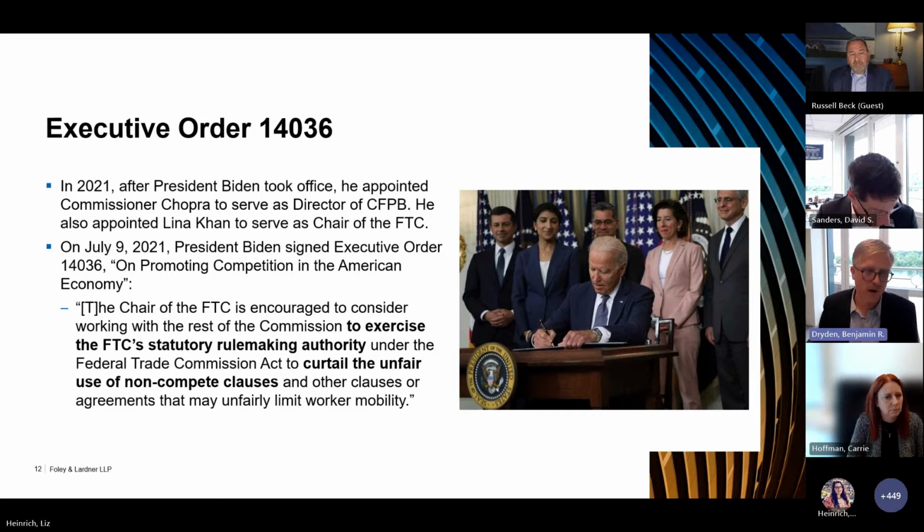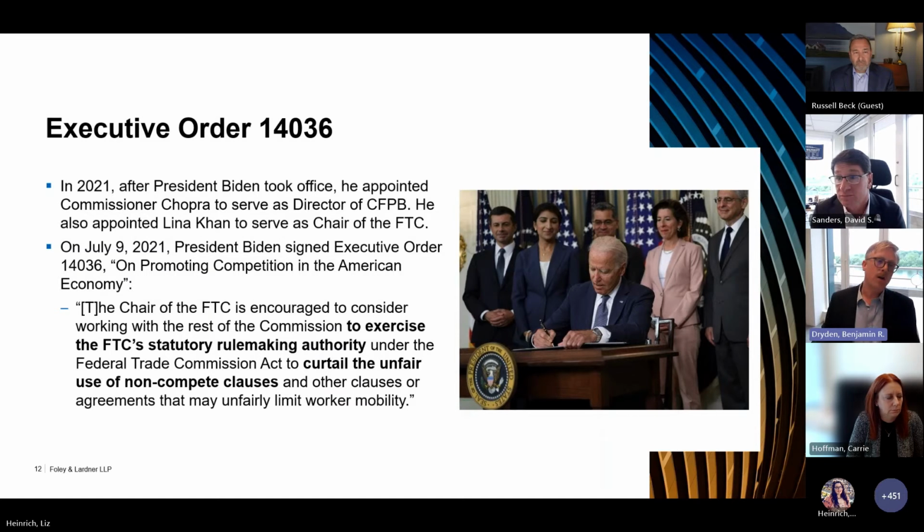And this executive order had 72 separate subcomponents, but one of the real headline directives was directing Lina Khan as chair of the FTC to consider working with the rest of the commission to exercise the FTC's statutory rulemaking authority under the Federal Trade Commission Act to curtail the unfair use of non-compete clauses. And you could read that really as a more or less veiled allusion to that law review article. But Lina Khan, who's on the president's shoulders as he's signing the executive order, has a personal mandate from the president of the United States to at least try to get something done.